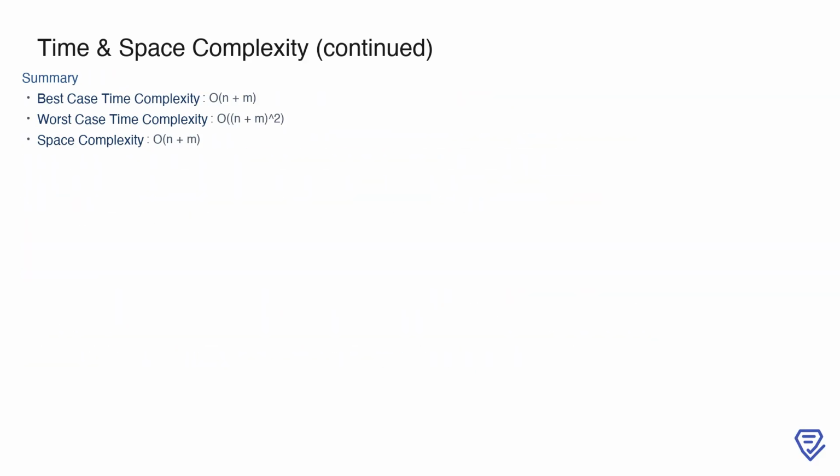To summarize, the algorithm has a best-case time complexity of O(n + m) and a worst-case time complexity of O((n + m)²). The space complexity is O(n + m), driven by the size of the merge list. This approach effectively balances efficiency and simplicity, avoiding the exponential blowup of a brute force method by using a greedy strategy to build the largest merge step by step.